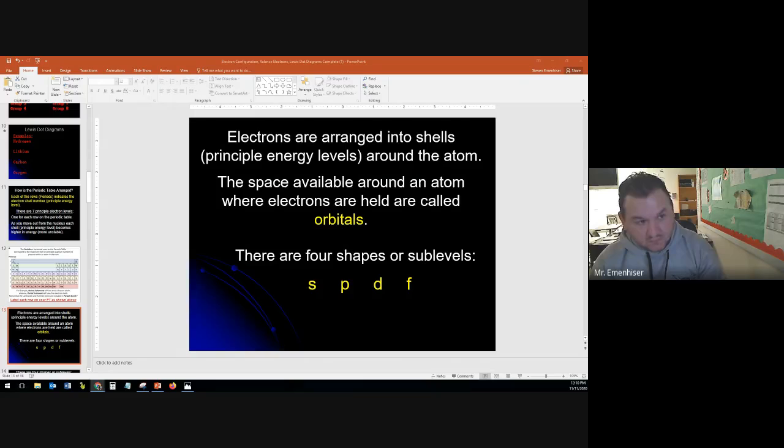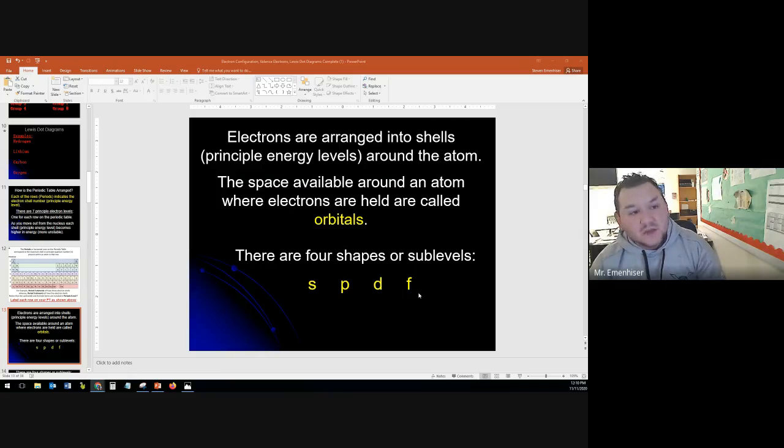S, P, D, and F. S is the simplest, and it stands for sphere. P is a little bit more complex. It's a peanut. And then D is a little bit more complex, and then F is a little bit more complex. And you've got to be able to look at the periodic table and tell where they're at. So we'll talk about that.